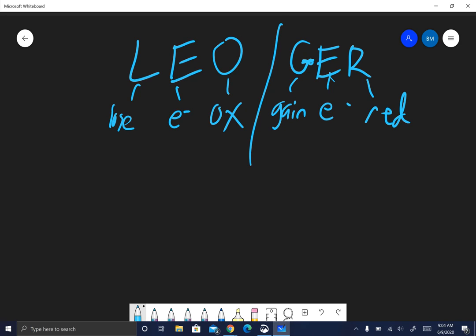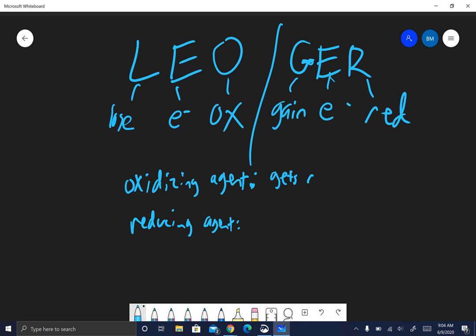So here we go. So LEO GER: lose electrons, oxidized; gain electrons, reduced. One new thing I'm going to introduce is called the oxidizing agent and the reducing agent. So an oxidizing agent gets reduced and the reducing agent gets oxidized.